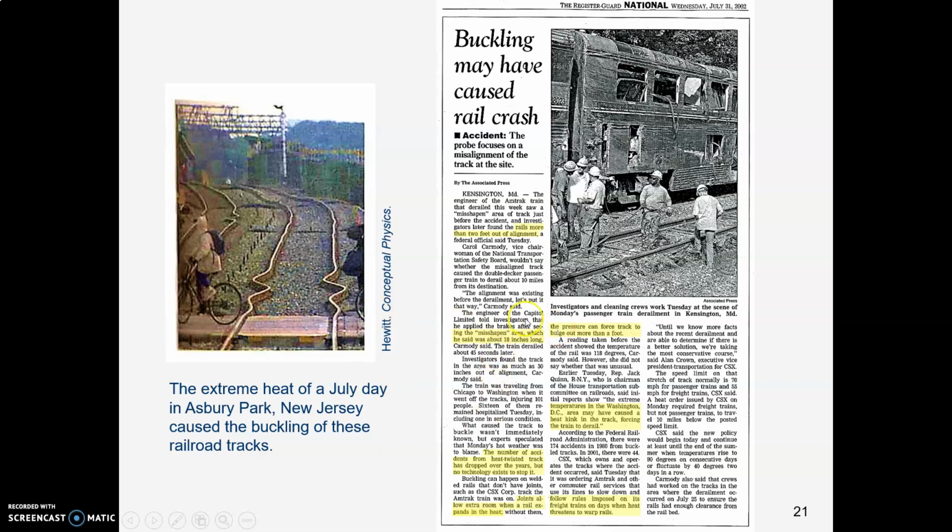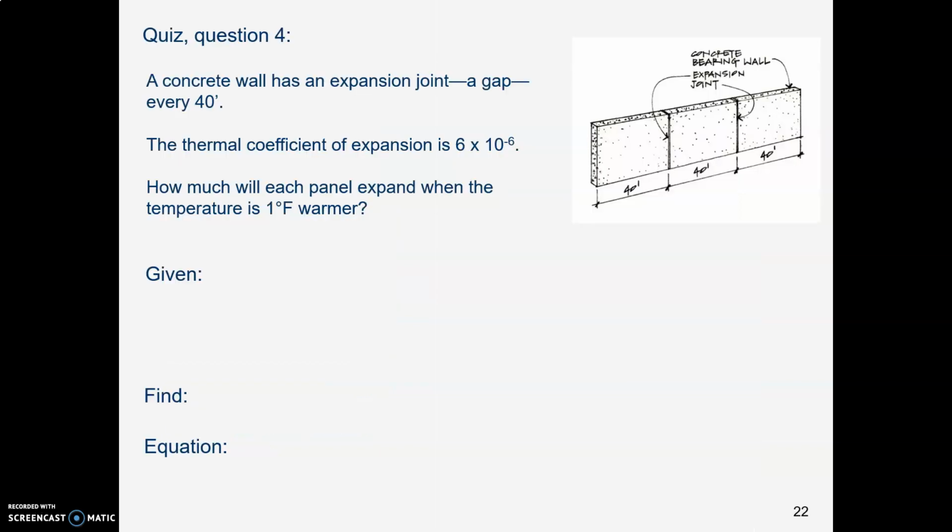And then here's a news report. This is out of the Eugene paper some years ago. A train derailed back east, and the forensic engineers determined that it was because of thermal expansion. They had laid the rails in cold weather, and so in hot weather they expanded. Problem. Let's go on to the next question.